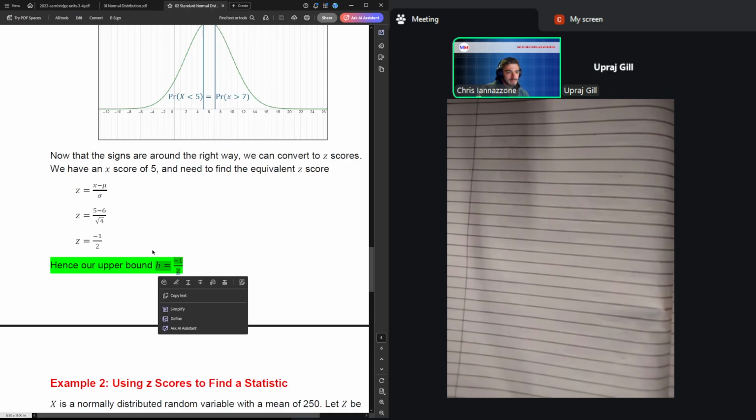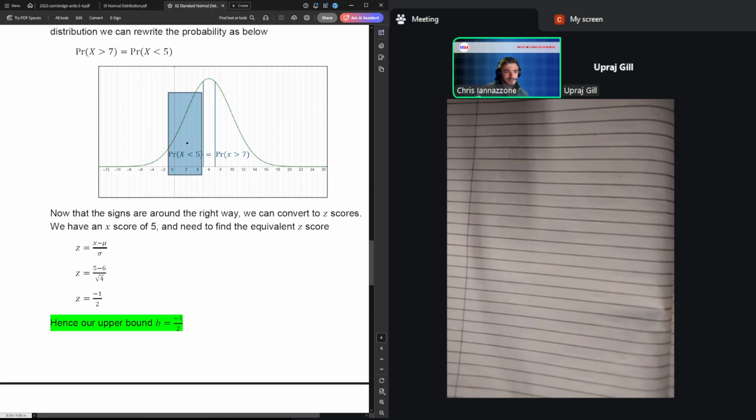Quick sanity check on that. Make sure if it's on the left, you do in fact get a negative, and if it's on the right, you do in fact get a positive, because you've got to remember that the standard normal distribution is always centered at 0. So if it's left, it's negative. If it's right, it's positive.